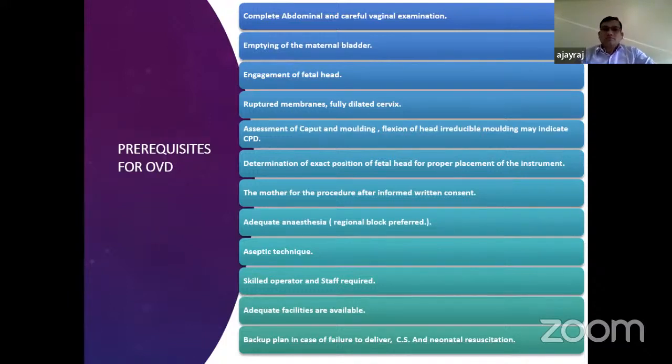After informed written consent, the mother should be prepared for the procedure. We have to instruct her what we are going to do with her. Adequate anesthesia, regional block is preferred. In the rural areas where I practice, we perform our work with local anesthesia only. But in metro cities where the patient is willing for operative vaginal delivery, you can prefer other blocks also.